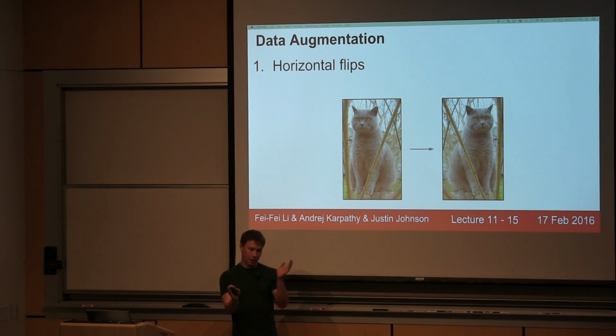If we take this cat and we look at the mirror image, it should still be a cat. And this is really, really easy to implement. In NumPy, you can just do it with a single line of code. Similarly easy in Torch and other frameworks. This is really easy, very widely used.